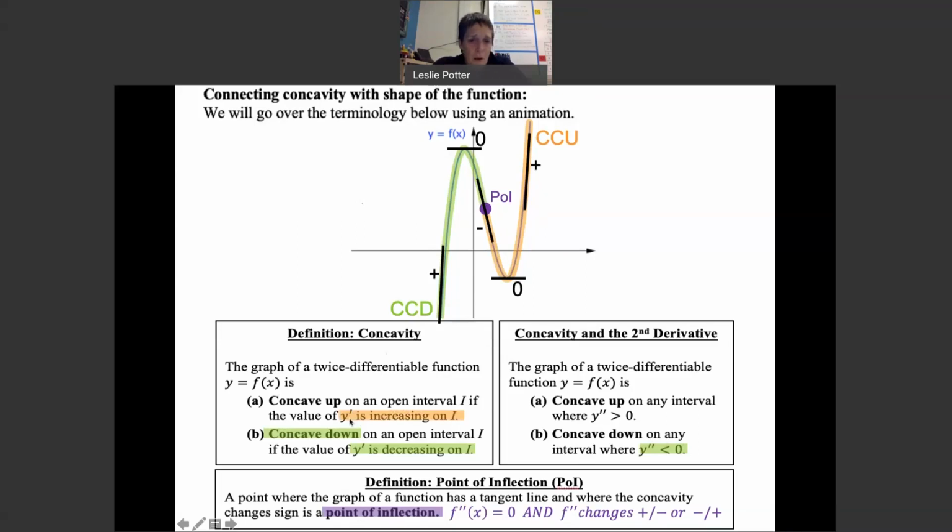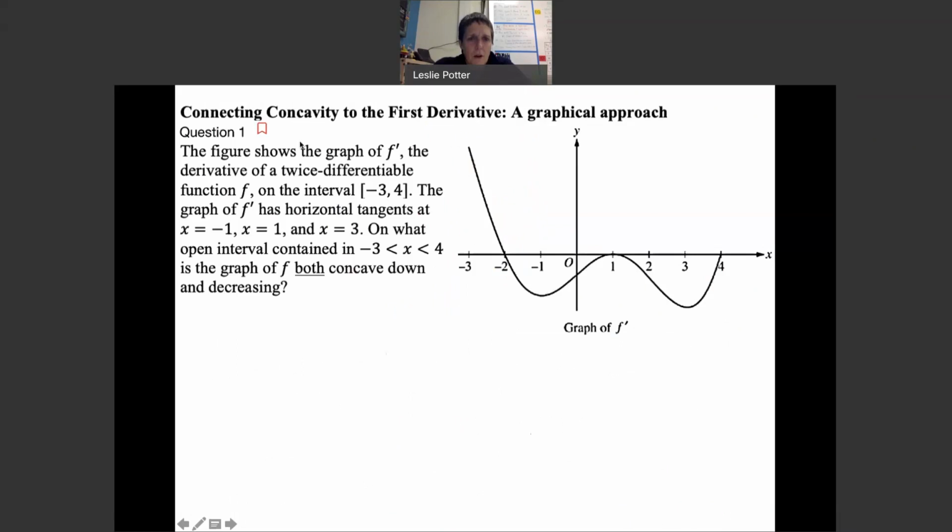So our slope, or our y prime, our first derivative, is increasing on that interval. That's the definition of concave up. And we further have that supported here in the second derivative by showing that the second derivative value is positive, which is what is causing the first derivative to increase. So those are the terms associated with discussing concavity. Since we kind of approached this graphically, let's try this graphical question here.